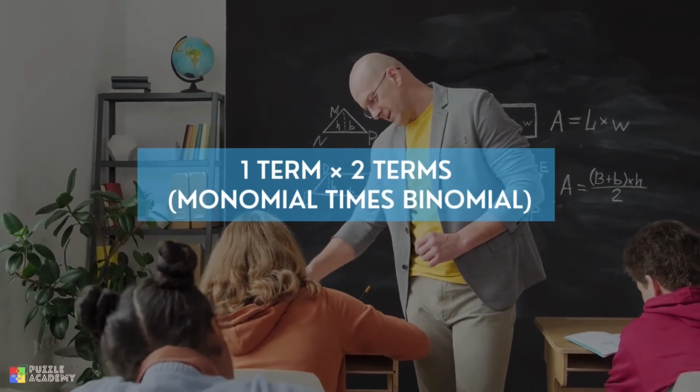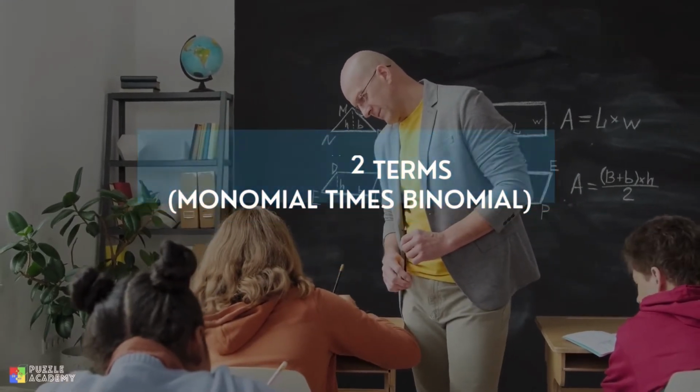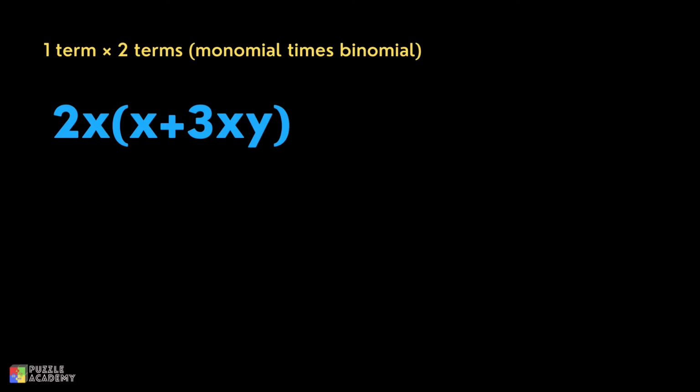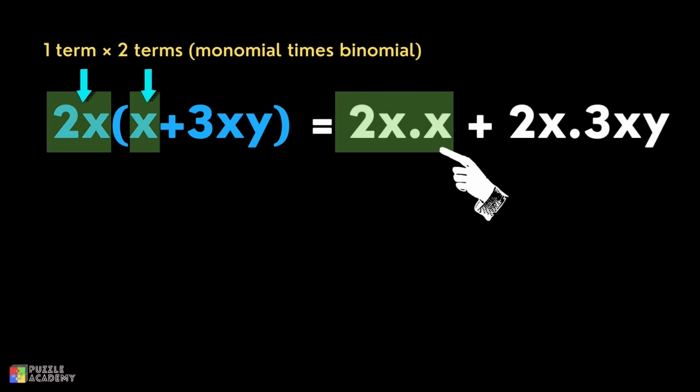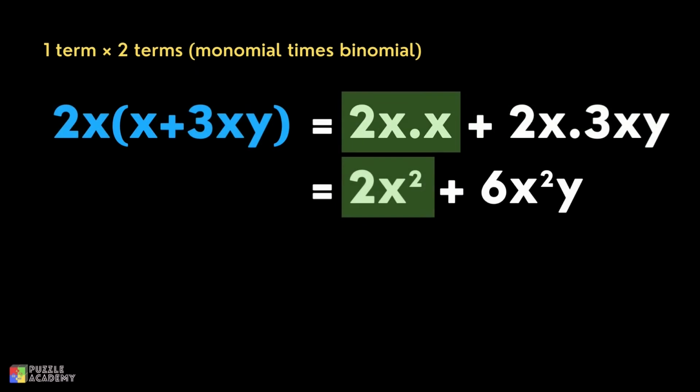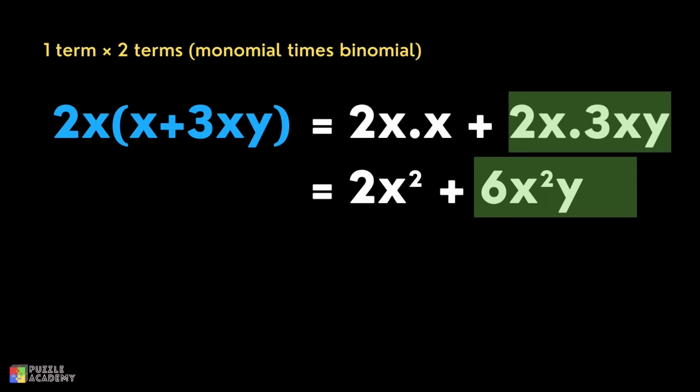Now, in our case number 2, we have monomial times binomial. As we continue, we will multiply the single term by each of the 2 terms like this. So we have the given 2x times the quantity x plus 3xy. And first, we will multiply the first term. So 2x times x, we will just copy, plus 2x times the second term, which is 3xy. Then we will simplify each term. So 2x times x is 2x squared, plus the second one is 2x times 3xy.